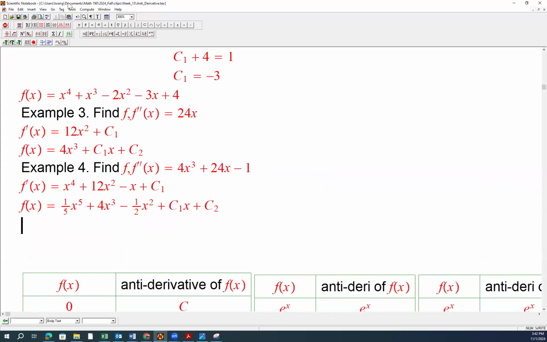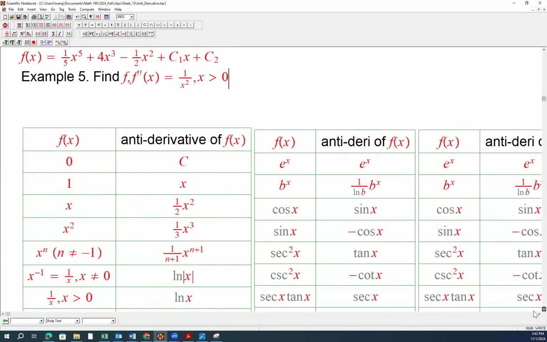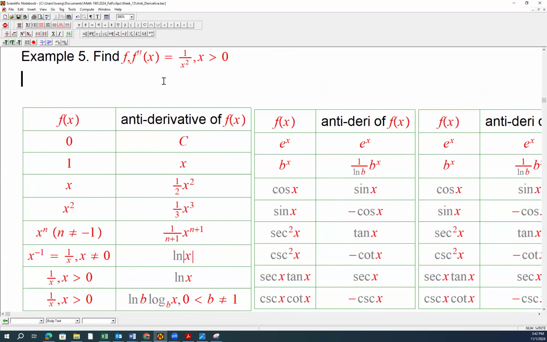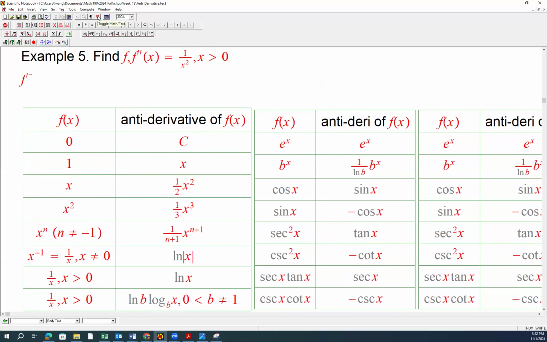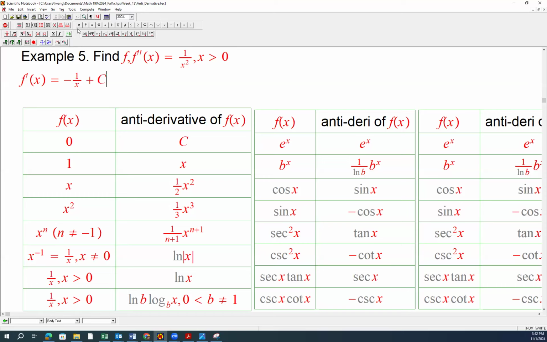Number 5. Okay, number 5. So far, we've been doing a lot of powers. For this case, we are given an additional condition, which is x is greater than 0. All right, so keep that in mind. So we first get F prime. The antiderivative of 1 over x squared is negative 1 over x plus constant c1.